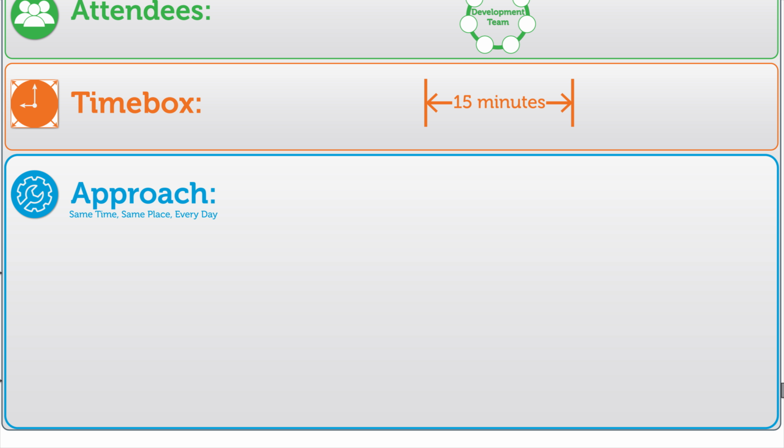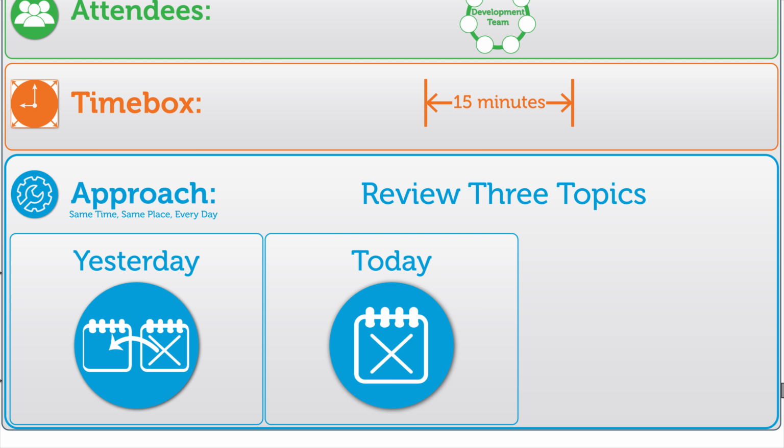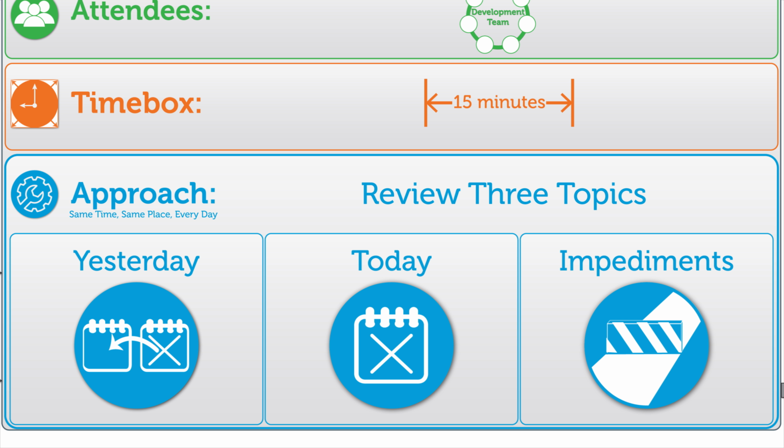During the meeting, members of the development team explain their progress and plans in 3 areas. What did I do yesterday to help the development team meet the sprint goal? What will I do today to help the development team meet the sprint goal? Do I see any impediment that prevents me or the development team from meeting the sprint goal?